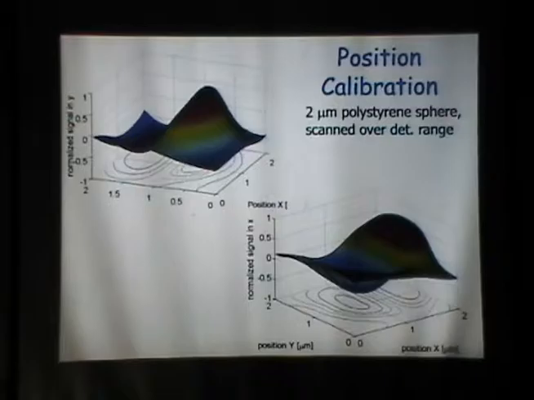Okay, so here I'm looking at the position calibration. So I have a 2 micron polystyrene sphere, and I scan over the detector range, and you can see the normalized signal in Y direction and in X direction. In actual fact, three talks prior to mine, those forces have been shown by the other speaker.